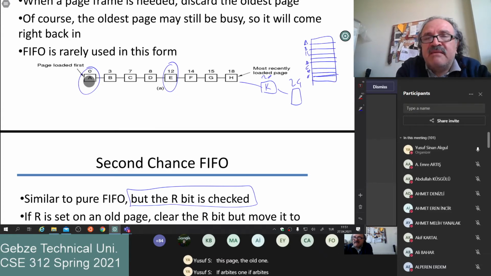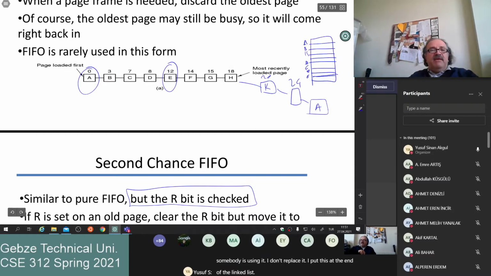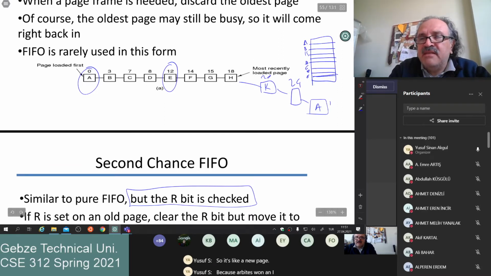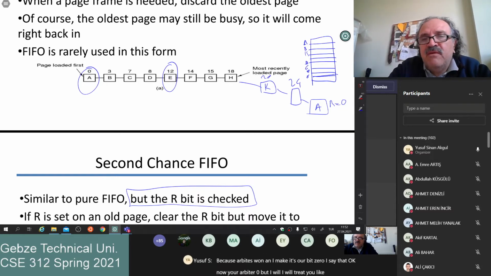If the R bit is one, that means somebody is using it. I don't replace it. I put it at the end of the linked list, so it's like a new page because the R bit is one, and I make its R bit zero. I say, okay, now your R bit is zero, but I will treat you like a new page. So it is not replaced.